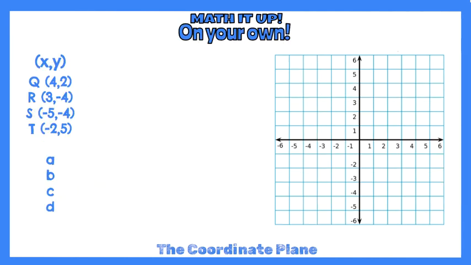Okay, so now we're going to try these on our own. You have 1, 2, 3, 4 points that you're going to graph, and then you have 4 points that you're going to give the ordered pair for. So we're going to do this one for B. C is going to be here. And D is going to be here.